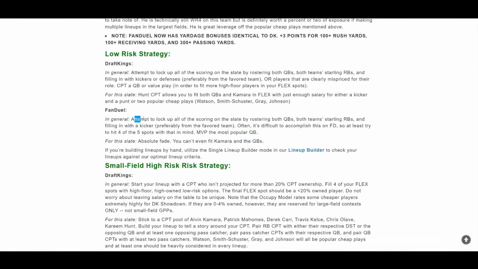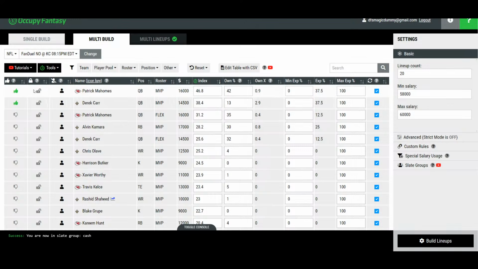FanDuel. Attempt to lock up all the scoring by rostering both quarterbacks, both teams' starting running backs, filling in with a kicker. MVP, the most popular quarterback. That's Mahomes, right? So let's just do that. It's going to be Mahomes anyways.